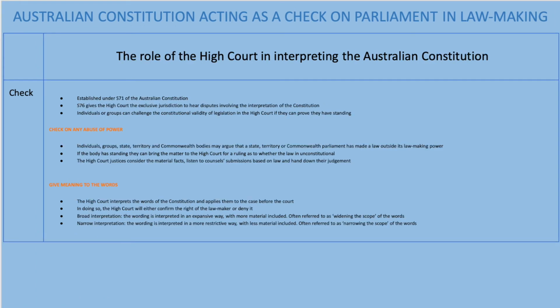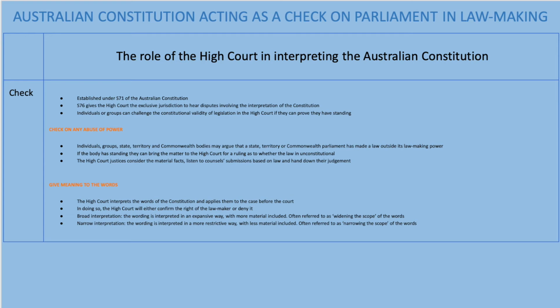The role of the High Court in interpreting the Australian Constitution. The High Court was established under Section 71 of the Australian Constitution. Section 76 gives the High Court the exclusive jurisdiction to hear disputes involving the interpretation of the Constitution. Individuals or groups can challenge the constitutional validity of legislation in the High Court if they can prove they have standing.